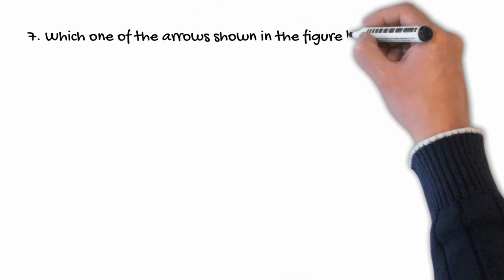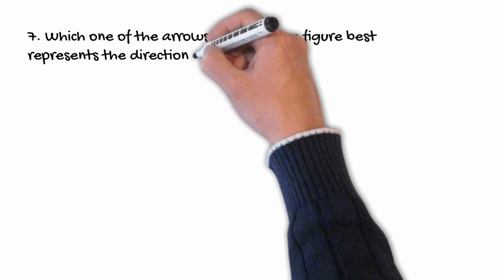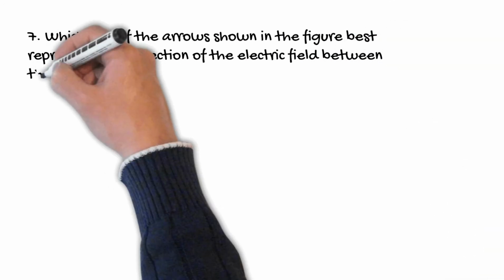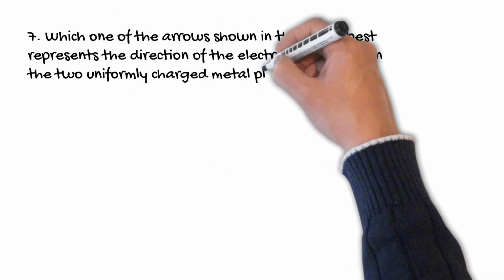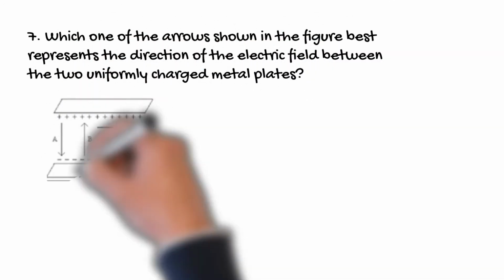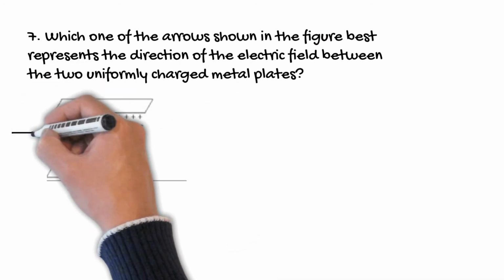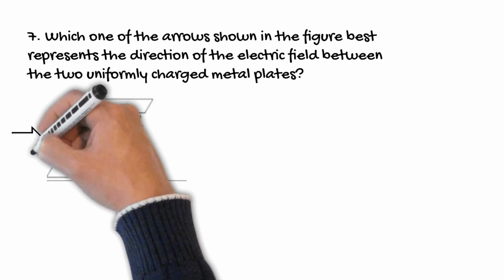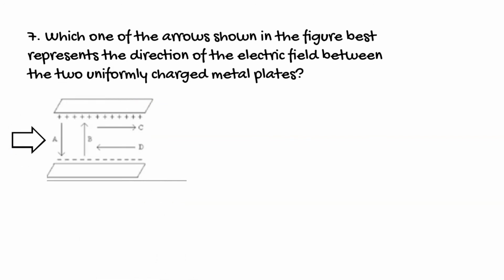Electric field is always from positive to negative, because electric field shows the direction which a free positive charge would move. And therefore the answer is A. It's from the positive plate to the negative plate. That is the direction of the electric field all the time. Which brings us to question number 8.